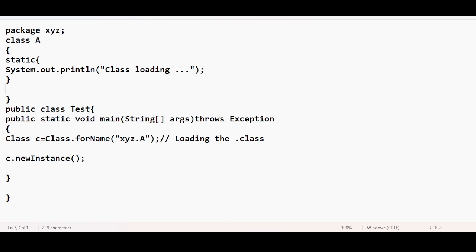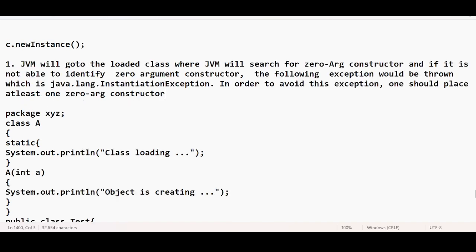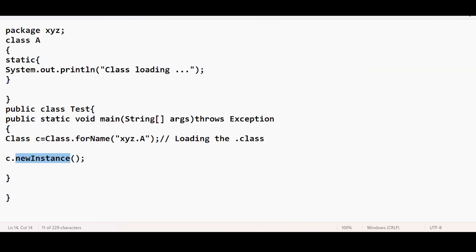But I am trying to call the newInstance method. What is the requirement for the newInstance method? There should be at least one zero argument constructor. If it is not finding a zero argument constructor, it is going to throw an error, java.lang.InstantiationException. I have written the code in such a way that I did not place any zero argument constructor, but I wanted to load the .class file. So till here we will not get an error, but the moment you call the newInstance method, first it will identify the zero argument constructor, which is not placed by the developer.